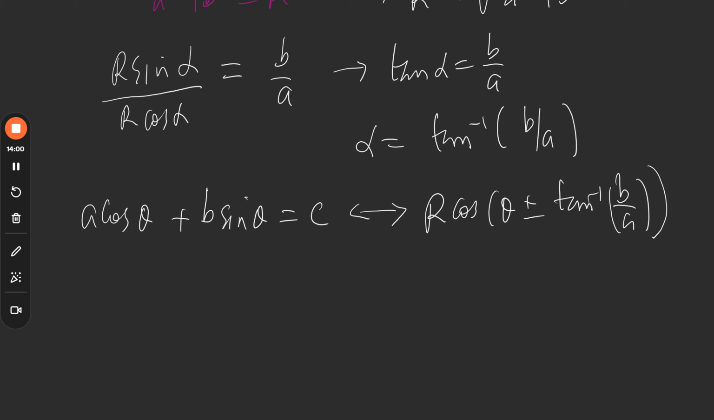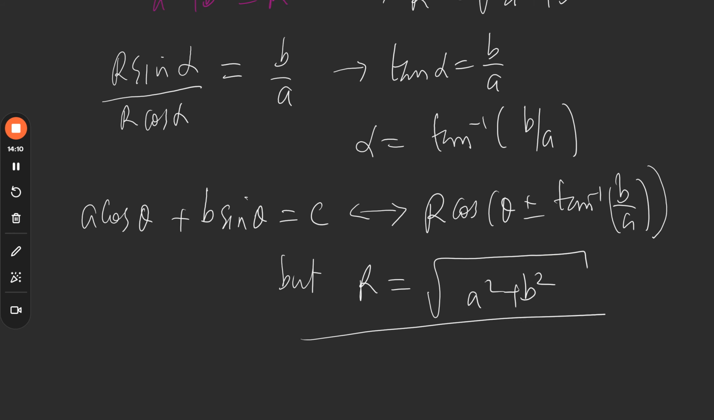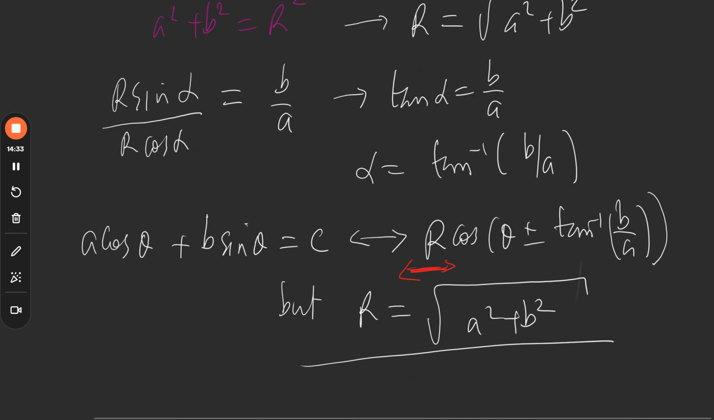So this angle will be known here, and we know that r will be the square root of a square plus b square, dear students. So being able to express this formula in this form, it will be very easy for us to determine even the maximum or minimum value of the expression in our hand. So let us proceed with an example.